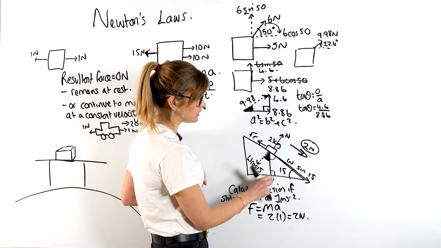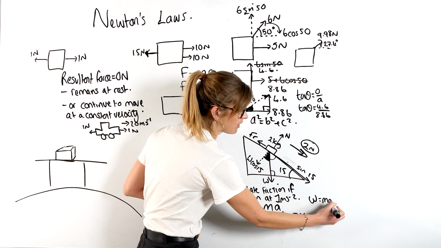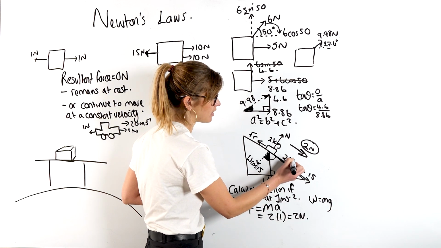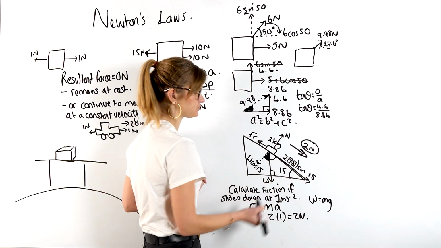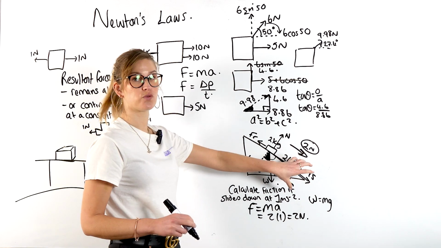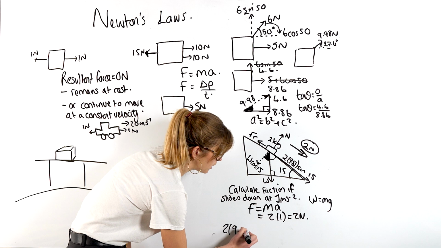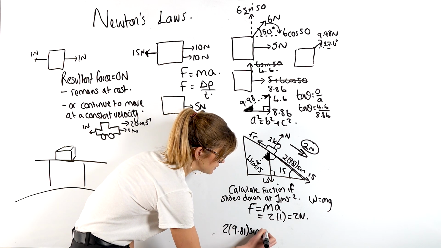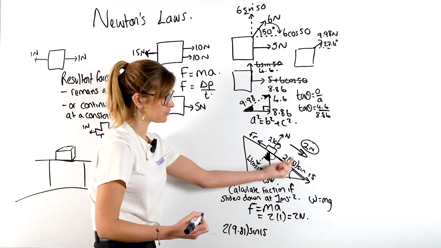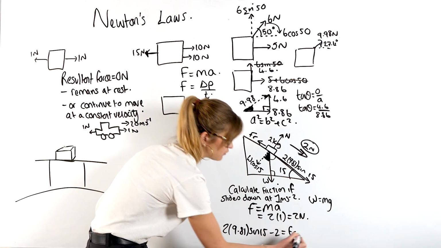Okay, I can write W differently because I know W equals mg. Weight is equal to mass times gravity. So the mass was 2 and the gravity is 9.81. If I want to find what friction is, I know this downward force is bigger by 2 newtons. So 2 times 9.81 multiplied by sine of 15, that force is bigger by 2 newtons, so that force take away 2 is going to be my friction force.